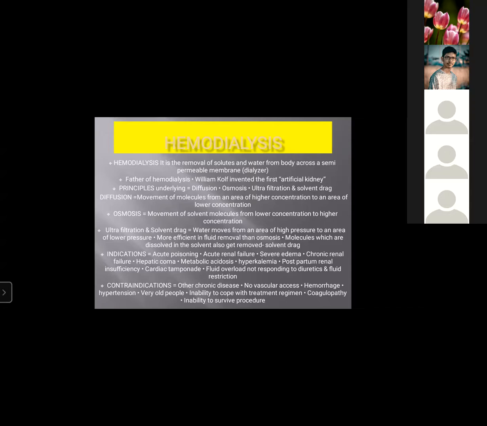Indications: acute poisoning, acute renal failure, severe edema, chronic renal failure, hepatic coma, metabolic acidosis, hyperkalemia, postpartum renal insufficiency, cardiac tamponade, fluid overload not responding to diuretics, and fluid restriction.